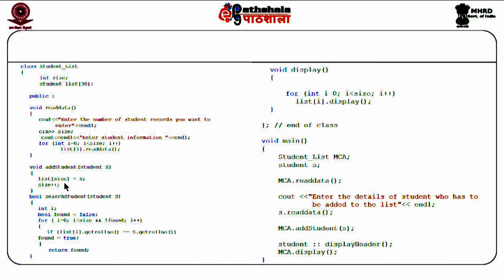So, here this assignment is possible, and then we can increment size by 1 because the size has increased by 1. If I want to display the MCA, the data of MCA, which is the list of students, we can have a function like this, wherein we run a loop from 0 to size minus 1, and we can call a display function. Now, which display function is this?